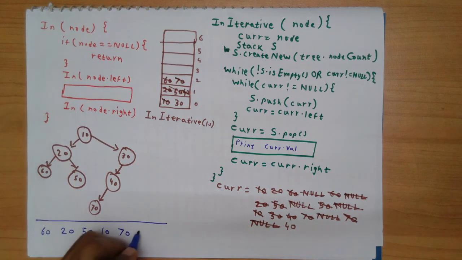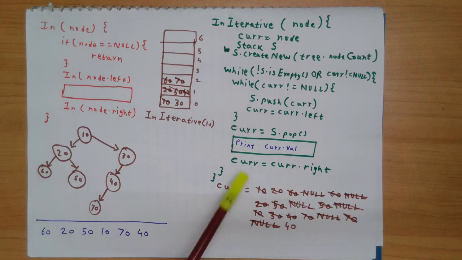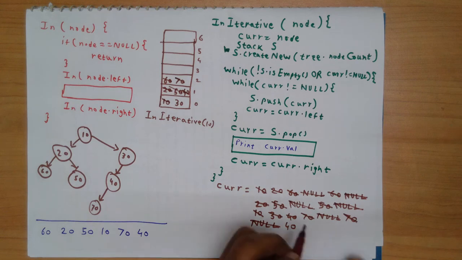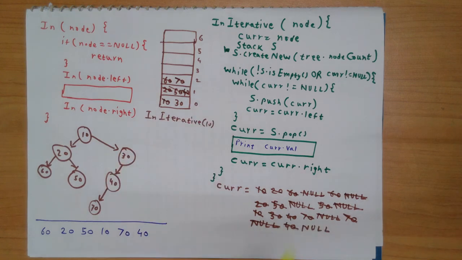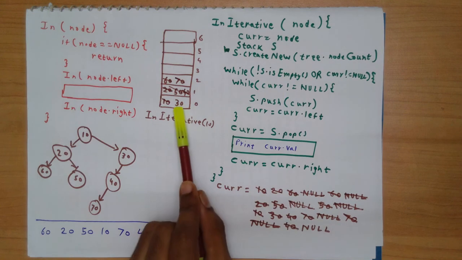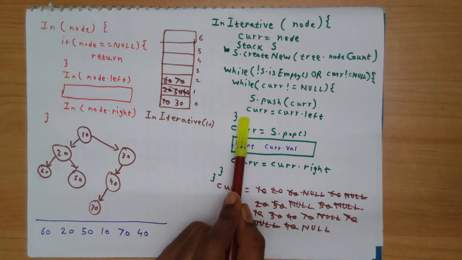So I will print 40, and then what should I do? I should move to the right of 40, which is null. There is nothing to do here. So I come back to the beginning of this while loop and I ask the question, is my stack empty? It is not empty, there is still 30 out there. So I will enter my while loop.